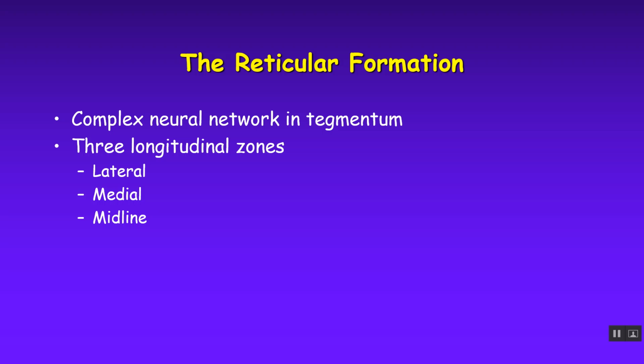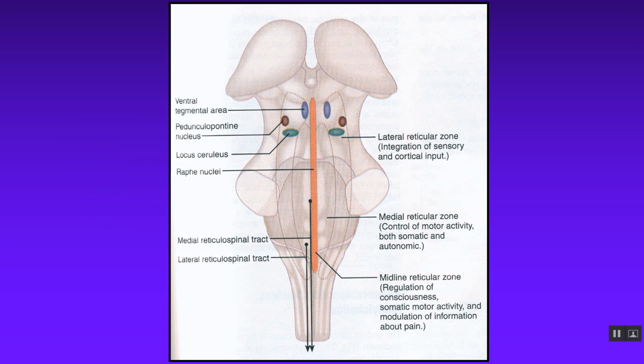Okay, it has 3 longitudinal zones. It's a complex neural network in the tegmentum. It has lateral, medial, and midline longitudinal zones, kind of like the cerebellum has vermis, paravermis, and lateral hemispheres. This has midline, medial, and lateral longitudinal zones. So we're essentially talking about the reticular formation that's in the center of the brainstem.